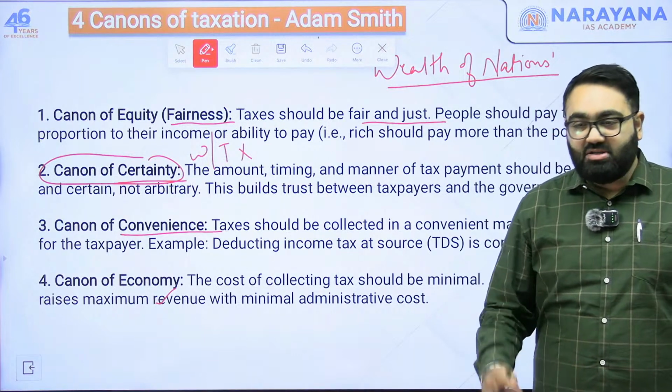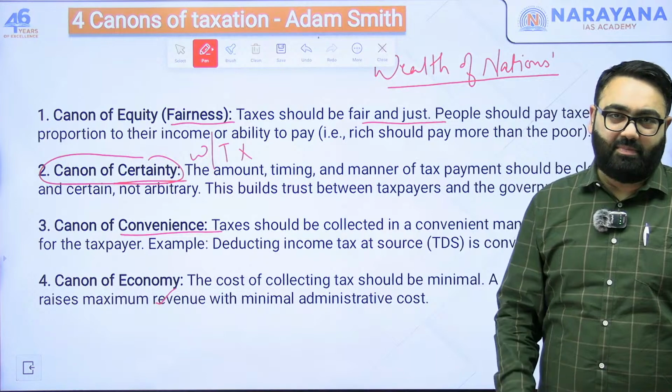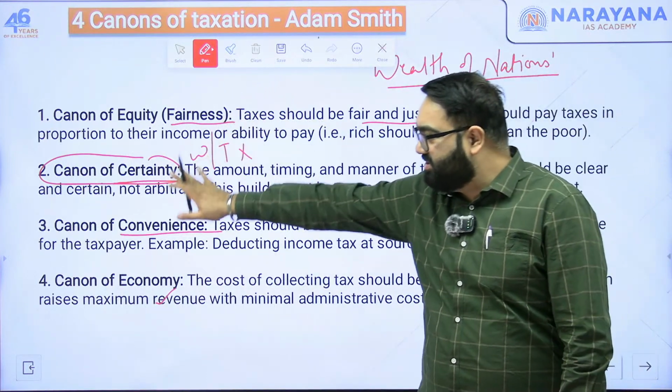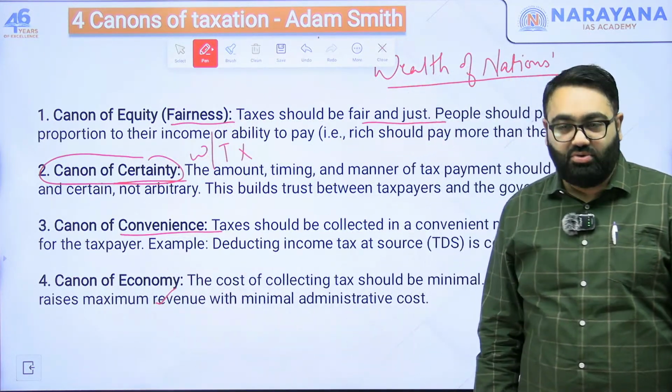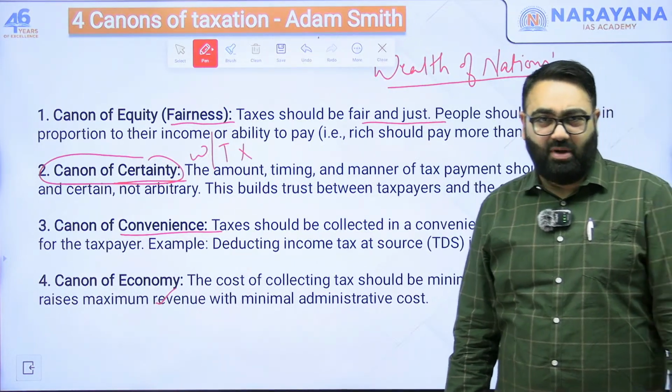money. Because if it costs a lot of money to the government to collect taxes, then it defeats the entire purpose. Ideally, the taxation system should have these 4 canons. Do remember that. It is important. It can be asked in the prelims examination as well.